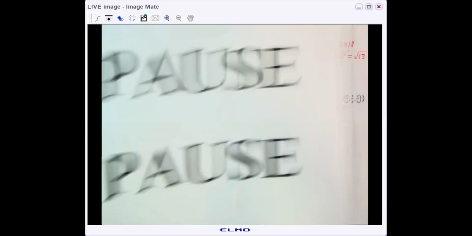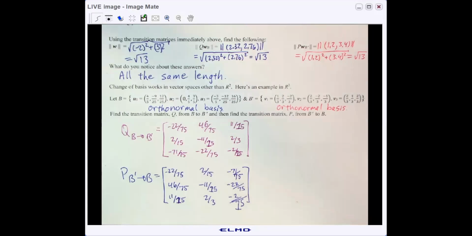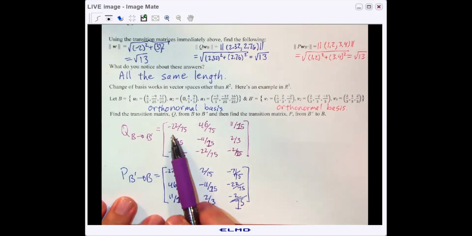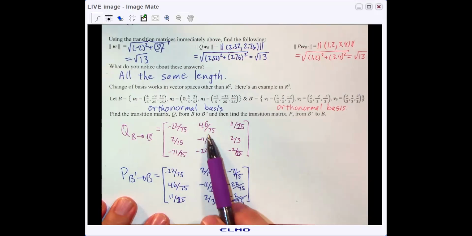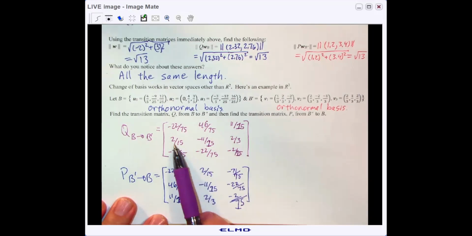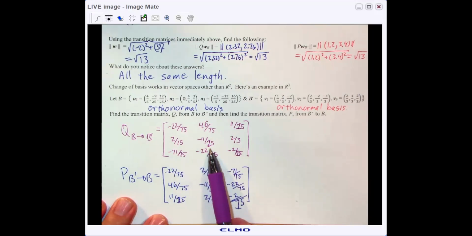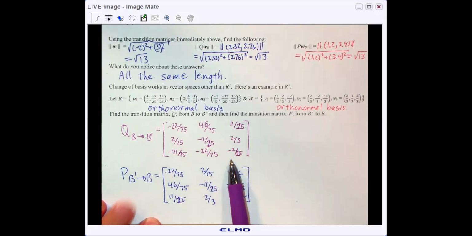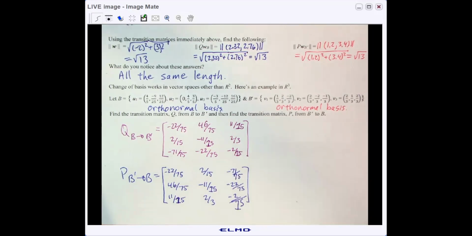Now that you've had a chance to do the transition matrices, let's see what you got. So my transition matrix from B to B prime is negative 22/75, 46/75, 11/15, 2/15, negative 11/15, 2/3, negative 71/75, negative 22/75, and negative 2/15.